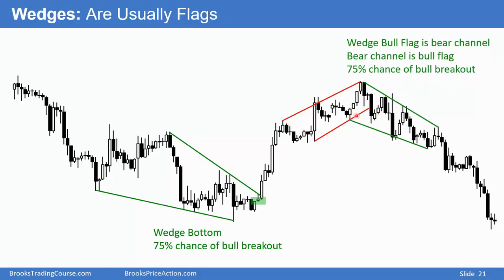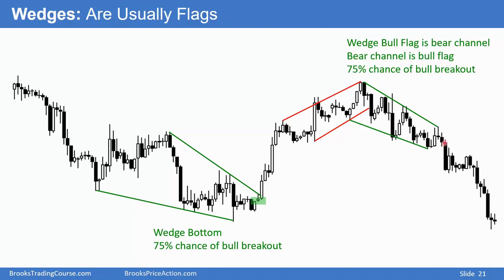Now we have a wedge bottom. 1, 2, 3. 75% chance you'll get a bull breakout. Maybe a conversion into a trading range. We have a spike pullback channel, and we have a pullback testing the bottom of the channel. 75% chance we'll go sideways. 25% chance you get a bear breakout below the bottom of the wedge and a two-legged swing down.